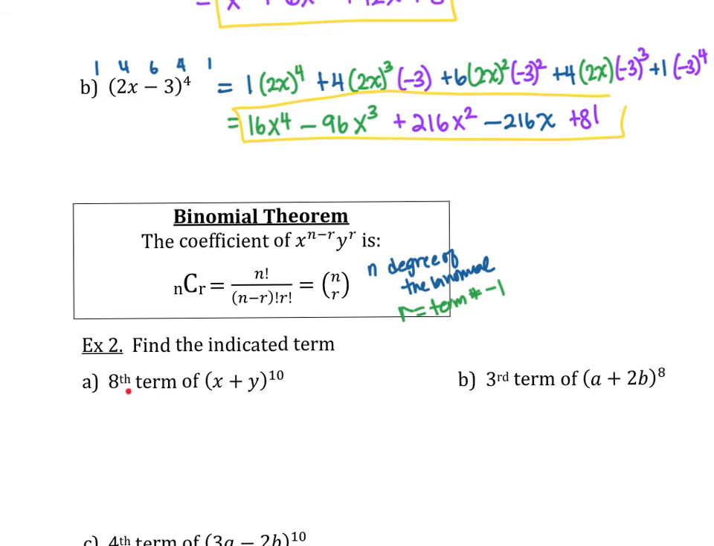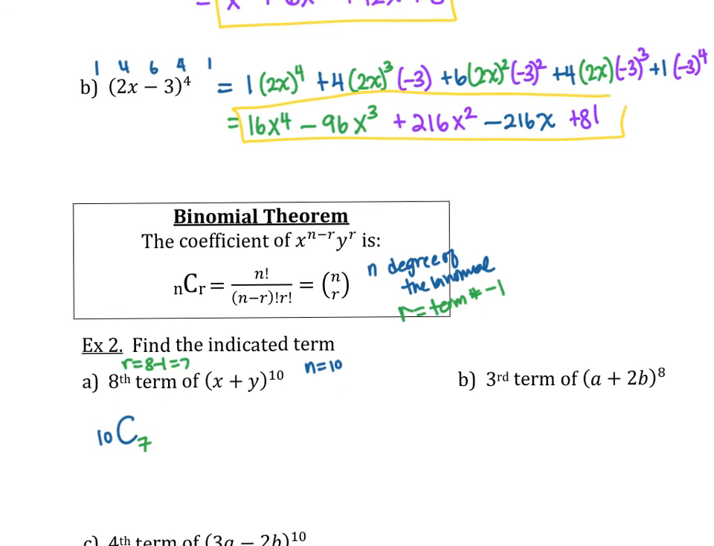Okay, so I only want the 8th term of (x + y) to the 10th, so I don't have to do the full expansion. I just want to figure out what the 8th term is in that expansion. Let me look at the formula. I want to do n choose r. What is n? In this case, n is 10 because (x + y) to the 10th power. What's r? r is, I want the 8th term, but I subtract 1. And that gives me the degree of the y.